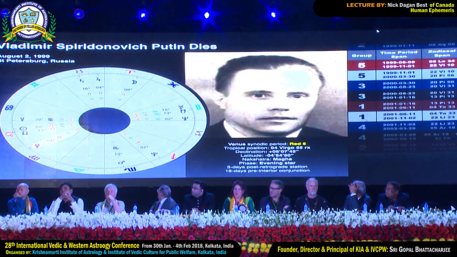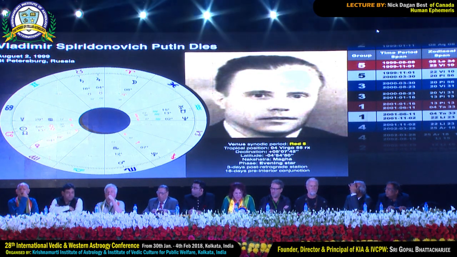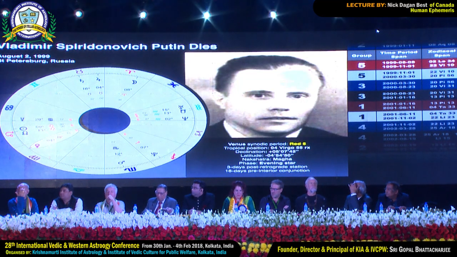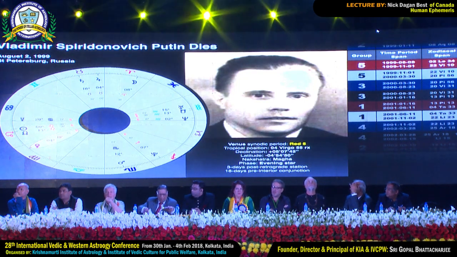9 years following this, in 1999, Vladimir Putin's father dies. Now remember, Lenin's father died during a critical Red period. Indira Gandhi's father died during a Red 3, which is, along with the Red 4, critical to her. So we see these Red periods show up with parental death.